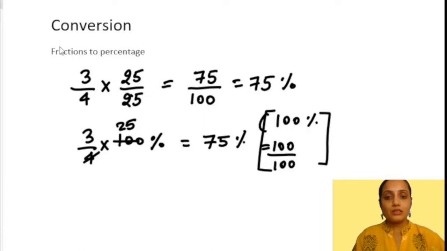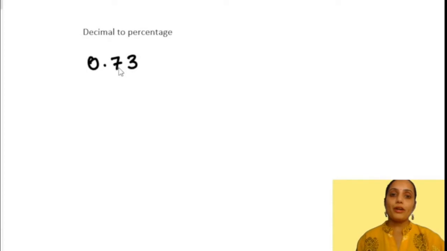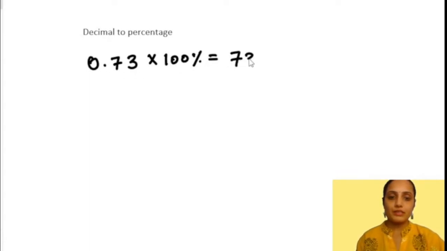So this is the first conversion that we will be seeing, fraction to percentage. The next one we will be seeing is converting decimal to percentage. Decimal to percentage is really simple. So if I have the number 0.73, we will multiply this by 100%. Now this is nothing but again multiplying by 100 by 100. So again we are not changing the value, but now 100 into 0.73 becomes 73%. So this is how we convert decimal to percentage.